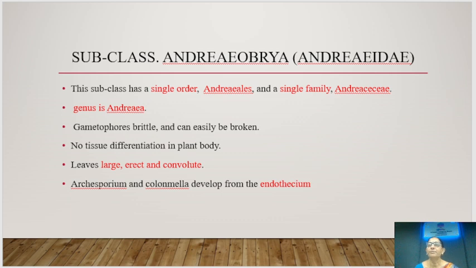The second subclass of Bryopsida is known as Andreaeidae. It has a single order called Andreaeales and a single family Andreaeaceae. There is no tissue differentiation in the plant body. The leaves are large, erect and convolute, and the archesporium and columella develop from the endothecium.